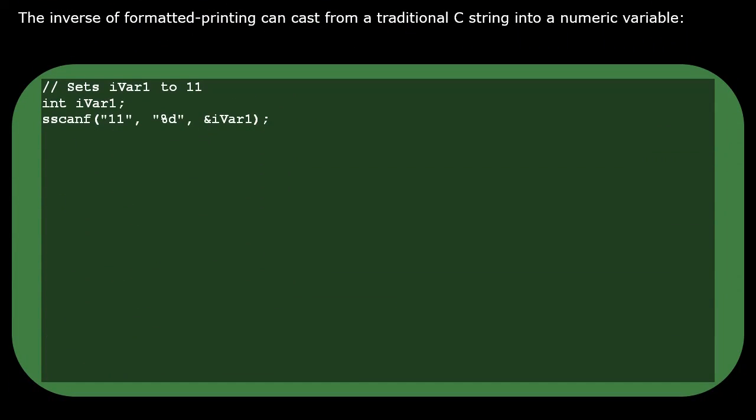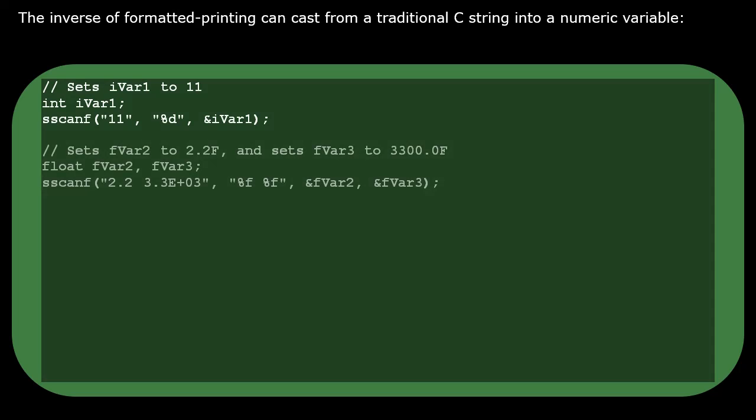The inverse of formatted printing can cast from a C string into a numeric value. A %d pattern is for parsing an int. A %f pattern is for parsing a float. Again, these two % patterns only need to be separated by one space character in the pattern for their parsing to consume all the white space in the input string that's between these two numbers. And again, any extra characters after this second number will be silently ignored.